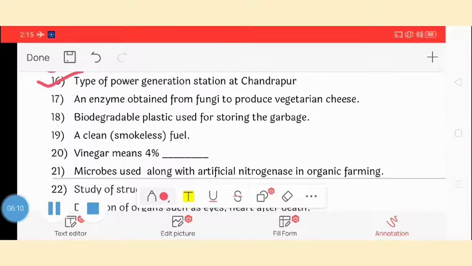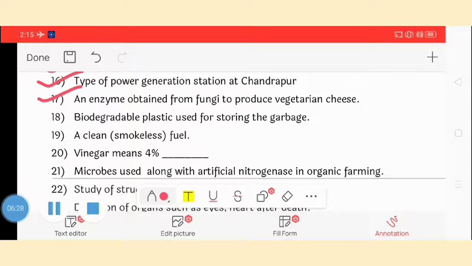17th question. An enzyme obtained from fungi to produce vegetarian cheese. Protease is an enzyme obtained from fungi to produce vegetarian cheese. Protease.